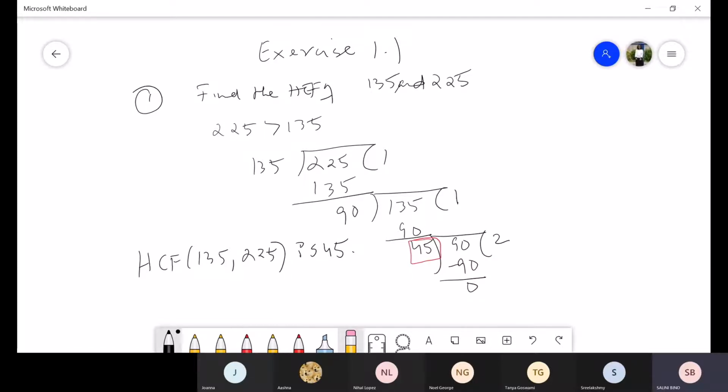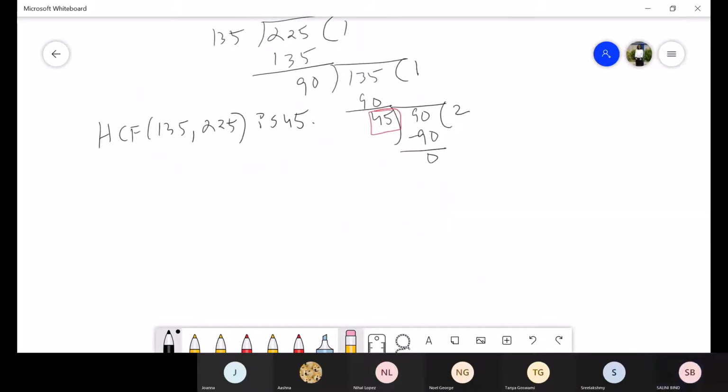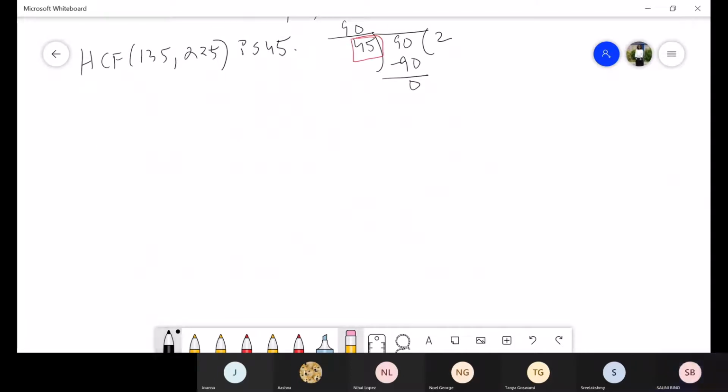Next question, second one, 196 and 38,220. 38,220 is greater than 196. And now we can start division.